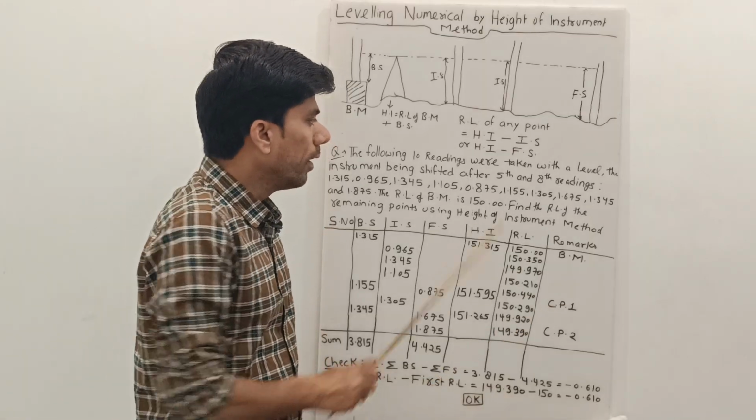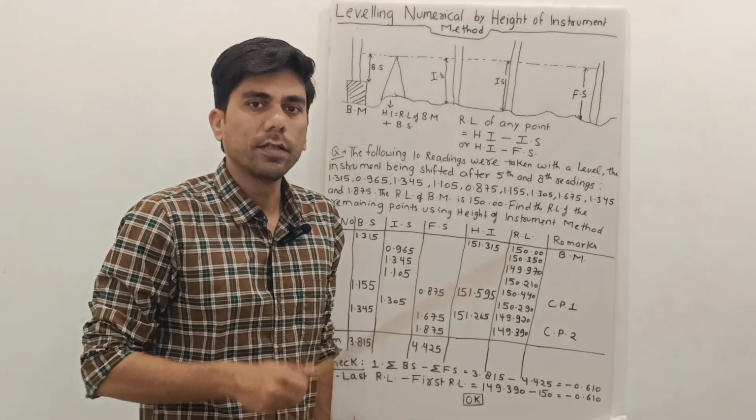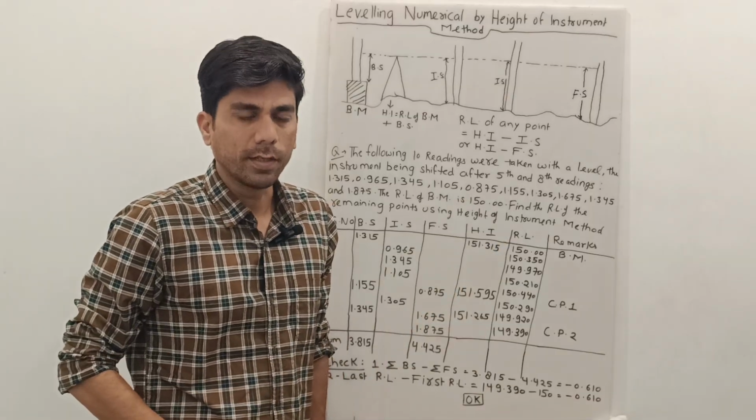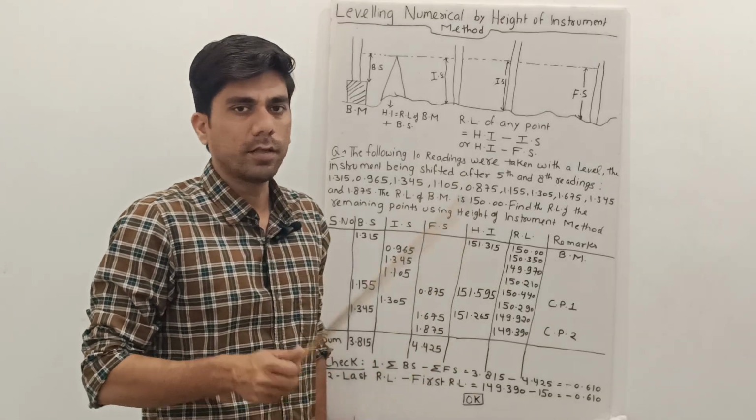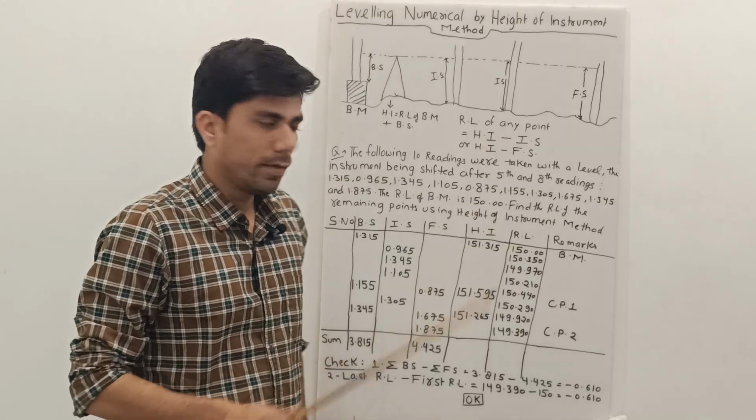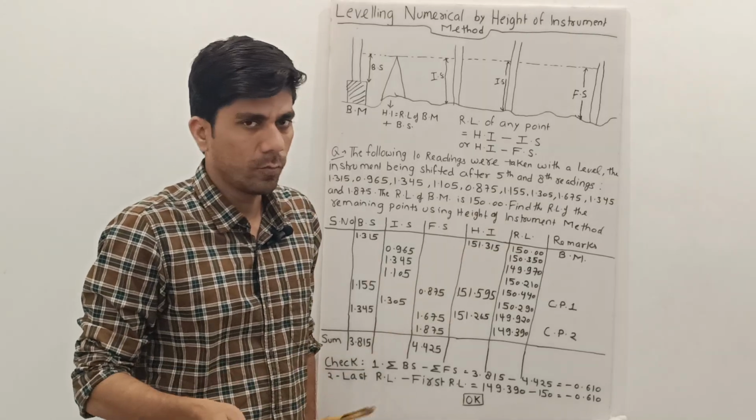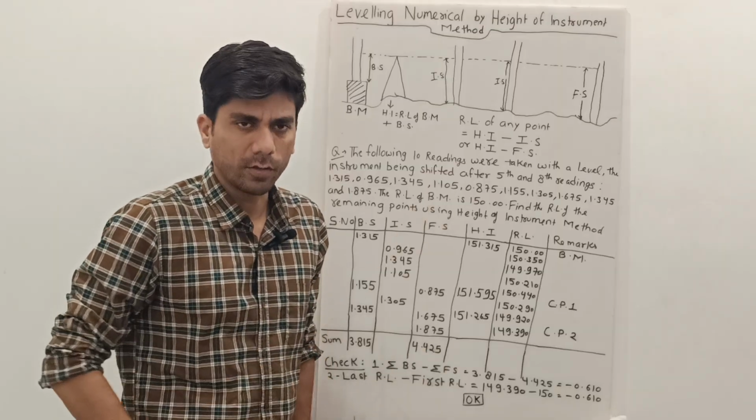Also, the 5th reading, the 8th reading and the final conclusive reading, the 10th reading, would all be foresights. So we will have the 5th, 8th and 10th readings as foresights. The first, as already discussed, 6th and 9th would be backsights. The rest of the readings can be placed in the intersight column.